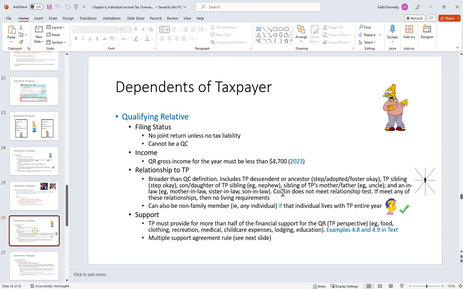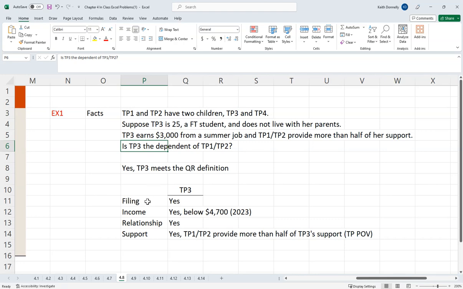Sorry, can't do that. Can we go through the back door for qualifying relative? Well, in this case, we can. The kid is not filing a joint return. Their income is below $4,700; they only make $3,000. They meet the relationship test, and the facts indicate that the parents provide more than half of the kid's support. So there we go. We didn't get qualifying child, but we do get qualifying relative.